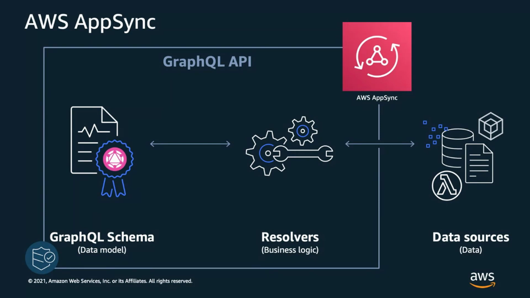So again, these are the main components in an AppSync API: the GraphQL schema, where we define our data modeling and the data that is exposed to API consumers; the resolvers, where we have the business logic running at the API layer; and data sources.